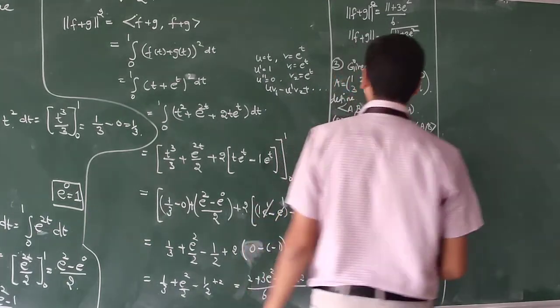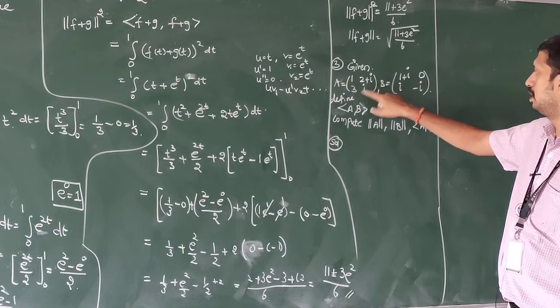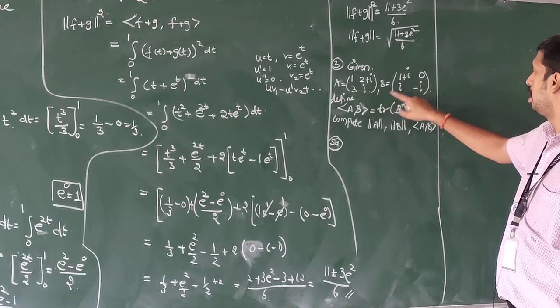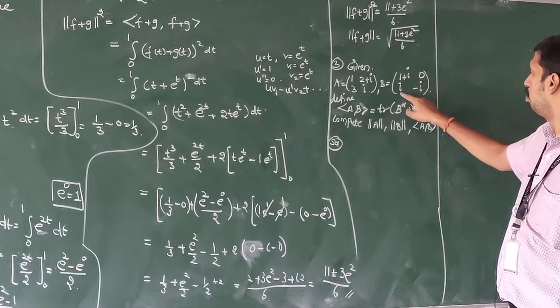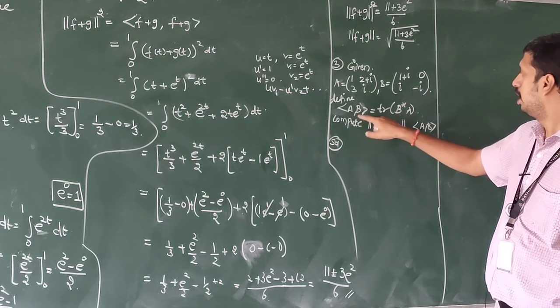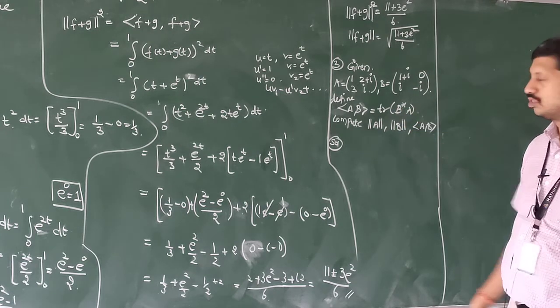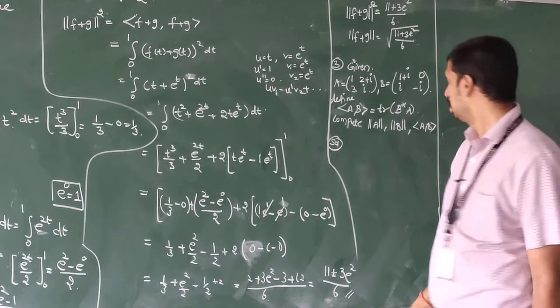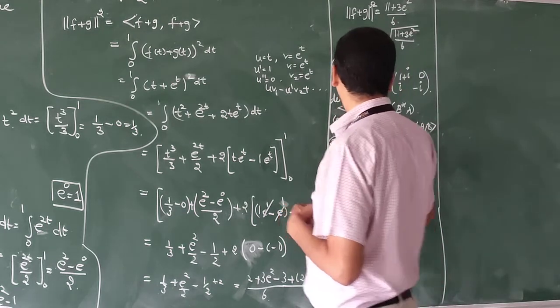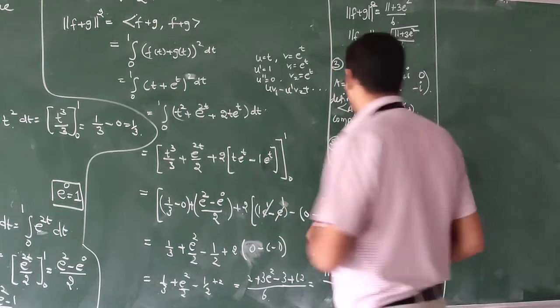So, next problem. Given A equal to 1, 1 plus i, 2 plus i, 3 minus i, B equal to 1 plus i, 0, i, minus i. It is defined by the inner product of A, B equal to trace of B star A, right. So, for that you have to find norm A, norm B and determinant AB, right. So, according to that we have to go.